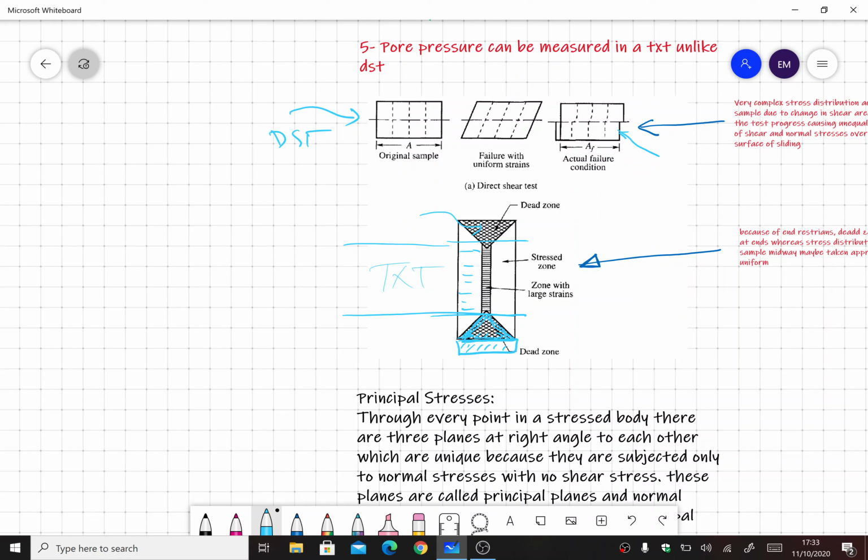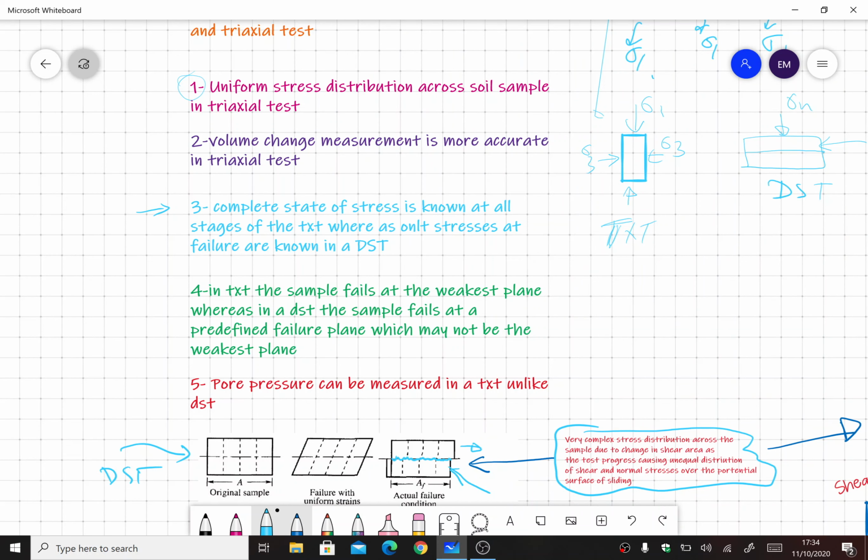In a triaxial test, the sample fails at the weakest plane, because if this is the soil specimen and if this is the weakest plane, it can fail here, it can fail here, or it can fail here. So it depends on whatever is the weakest plane, so it will choose according to that and it will fail accordingly. Whereas in case of a direct shear test, the only failure is going to happen along a predetermined failure plane, that is the horizontal direction. So this is the biggest flaw, because in real life this might not be the weakest plane and we can have a misleading result.